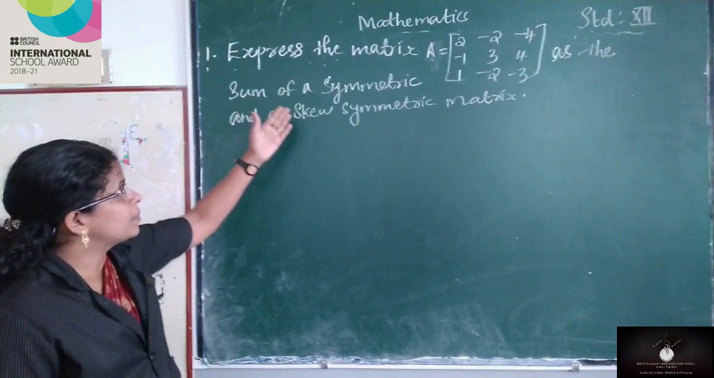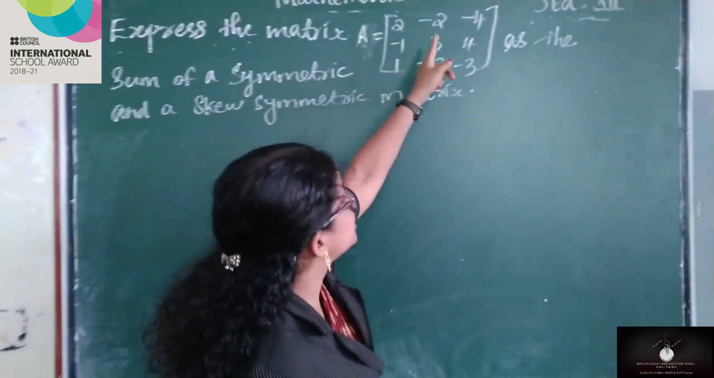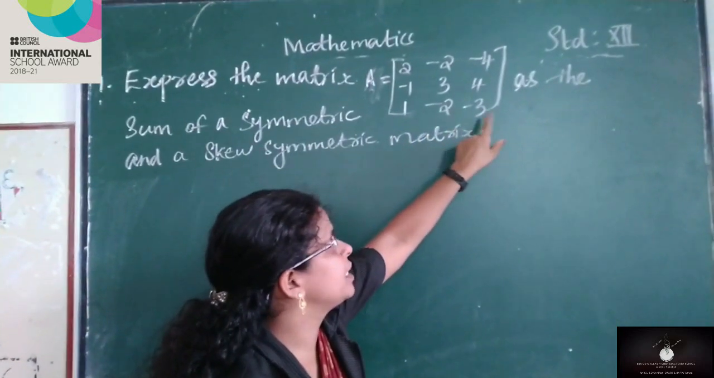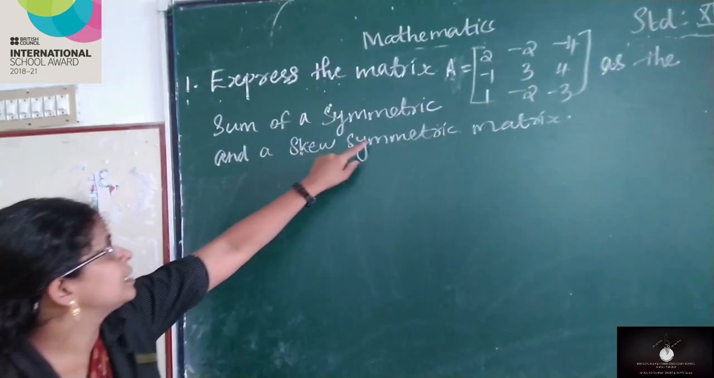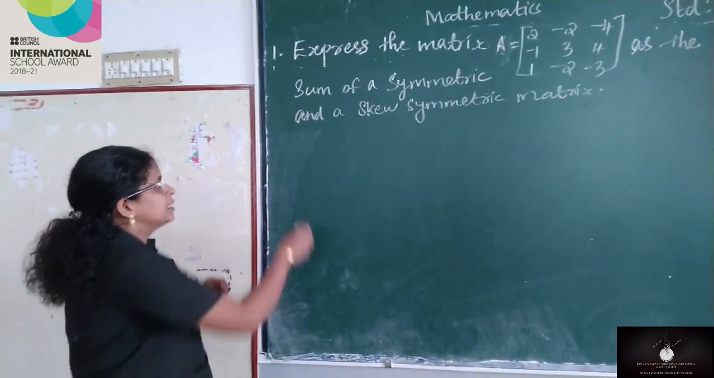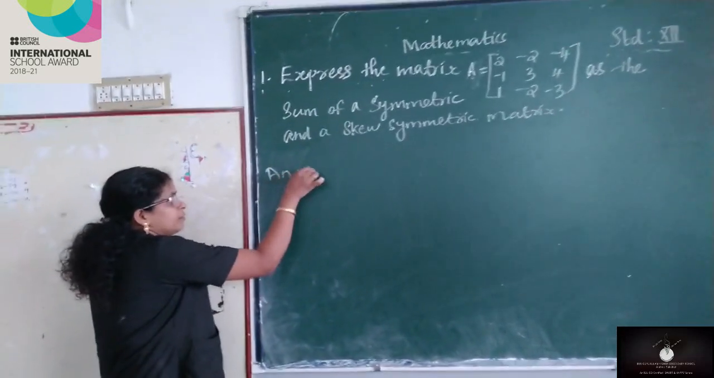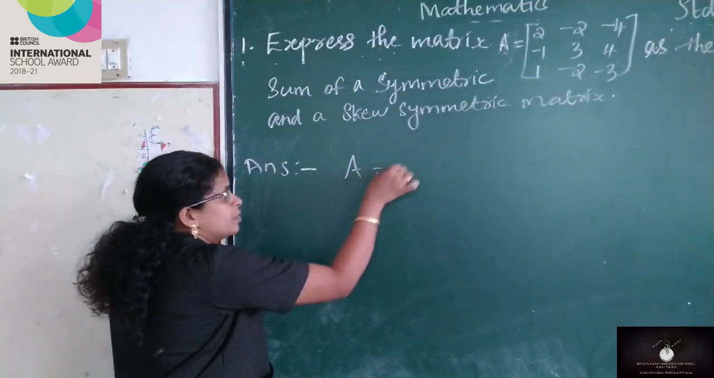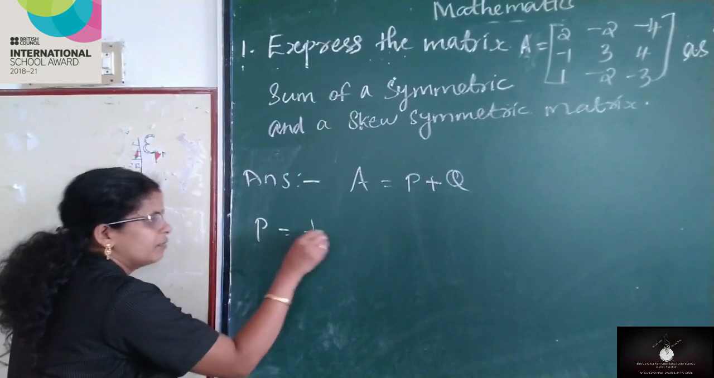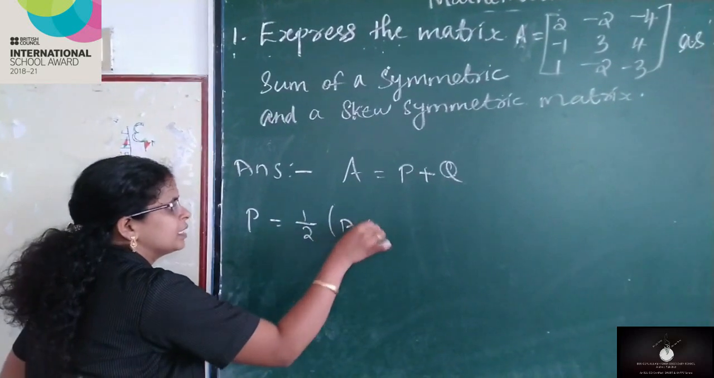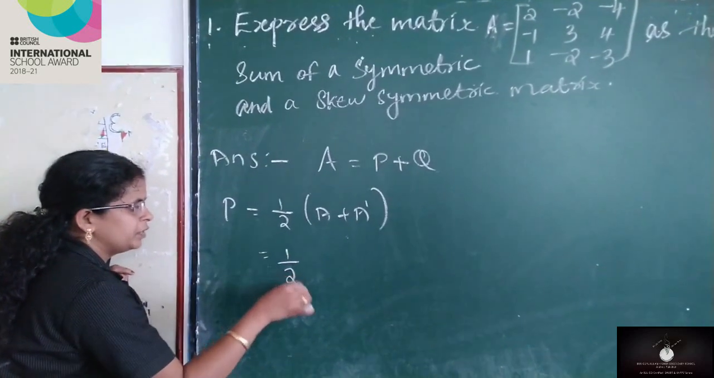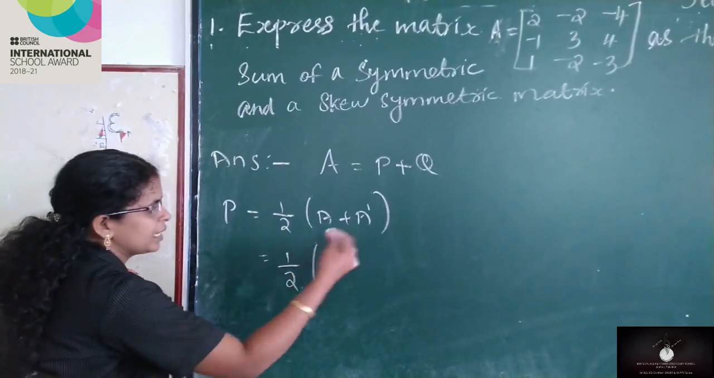Let's do a problem. Express the matrix A equal to 2, minus 2, minus 4, minus 1, 3, 4, 1, minus 2, minus 3 as the sum of a symmetric and a skew symmetric matrix. So we know the formula: A is equal to P plus Q, where P is equal to 1 by 2 of A plus A transpose.